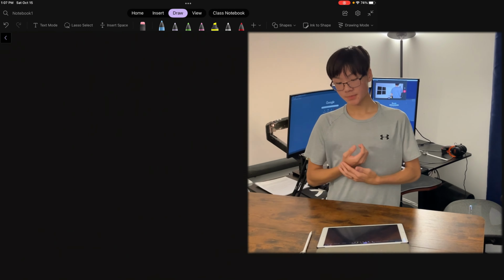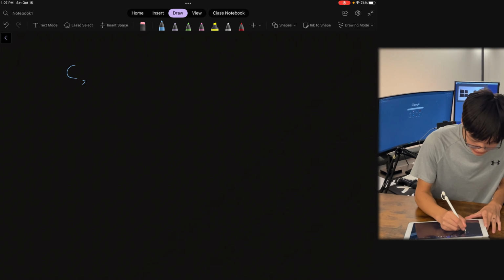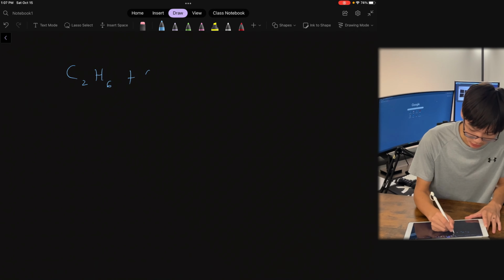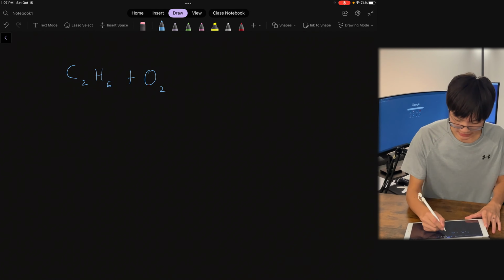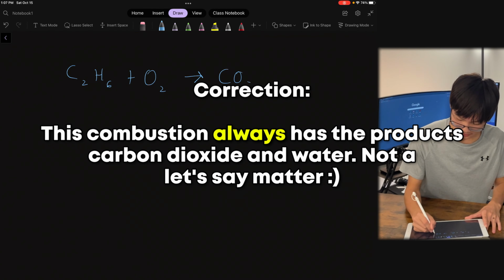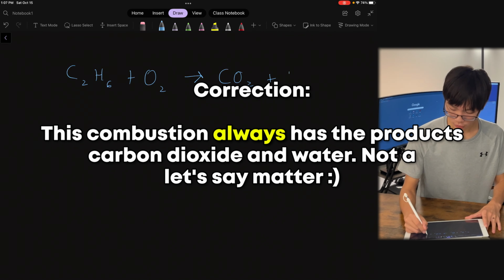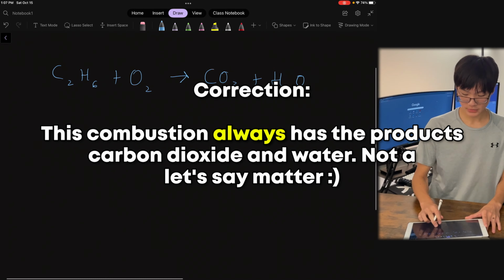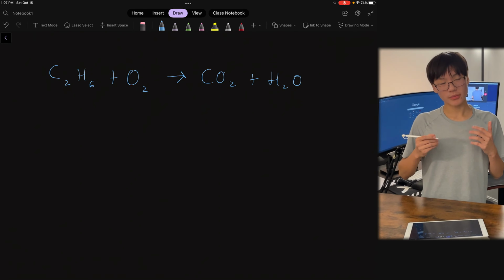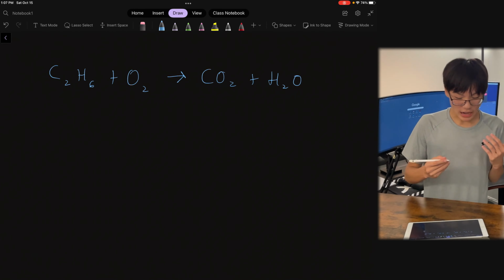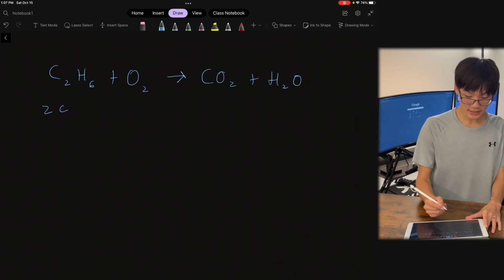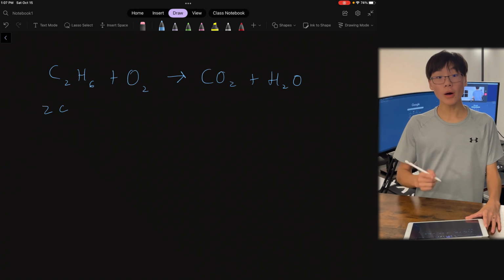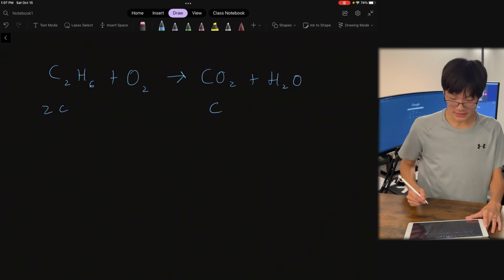So what do I mean by balancing chemical reactions? Well, let's say we have ethane, C2H6, along with oxygen in our reactants. And for our products, let's say we have carbon dioxide, CO2, along with water, H2O. So you notice how we have 2 atoms of carbon on our reactant side, but we only have 1 atom of carbon in our product side.